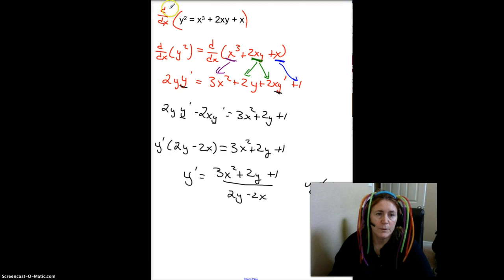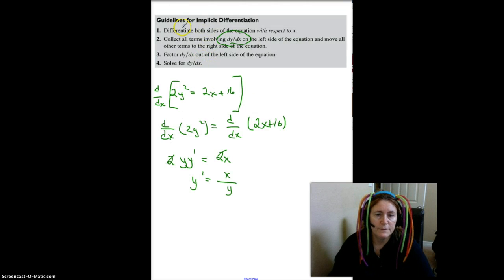All right, so remember, apply the derivative. I'm going to back up here. Apply the derivative with respect to x to both sides. Collect your dy/dx terms, factor out dy/dx, and solve for dy/dx.